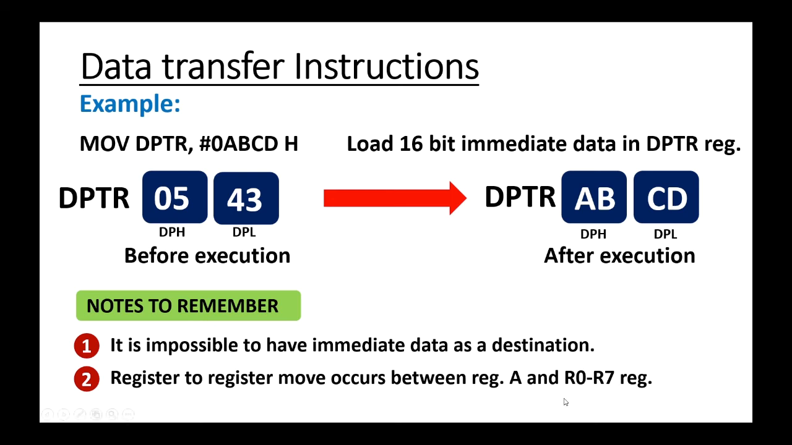So every data movement goes through the accumulator. Suppose if you want to move data from R2 to R5, first you need to move that data into the accumulator, and from that accumulator you have to copy the data into the R5 register.